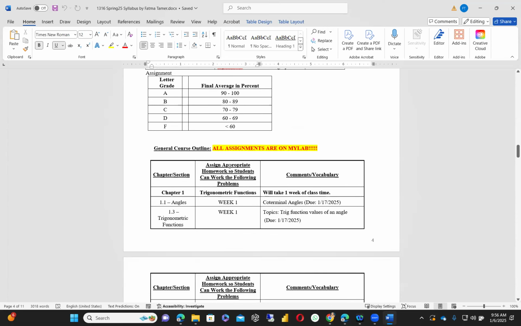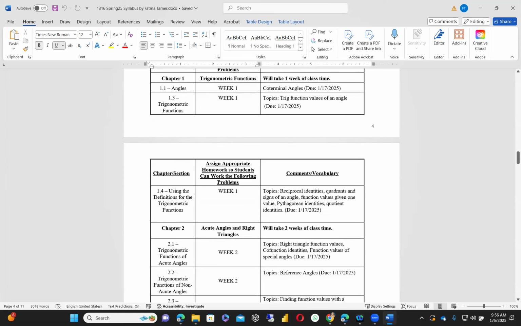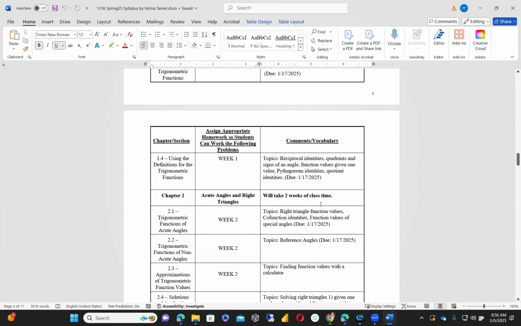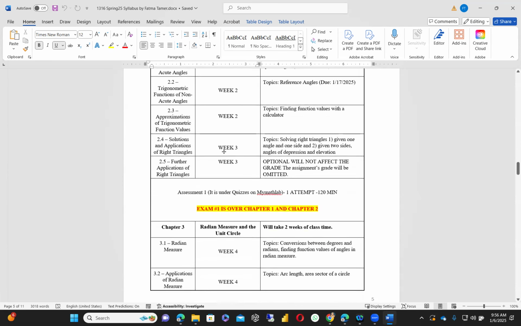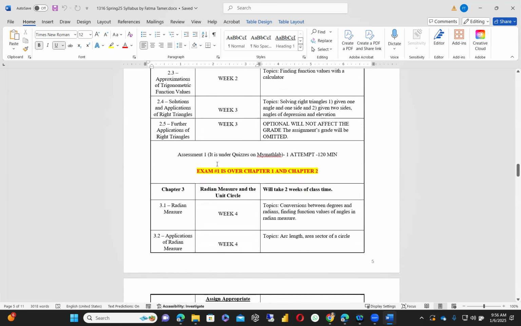This is an outline of what this course covers. If we're skipping any lesson, the lesson list doesn't have that title. For example, in chapter 1, we're only doing 1.1, 1.3, and 1.4, so 1.2 will be skipped. We have an assignment for all of these sections on MyMathLab, and you can follow your schedule from this outline, and you can see when you're taking your first test.